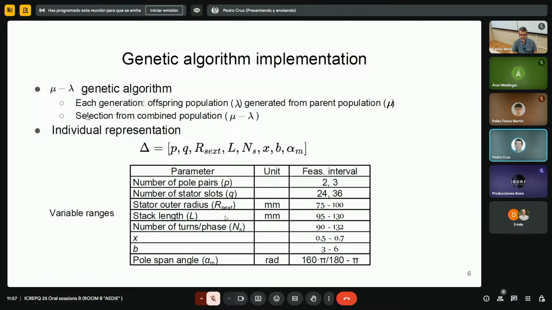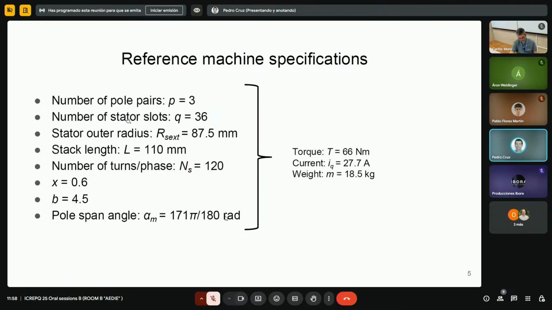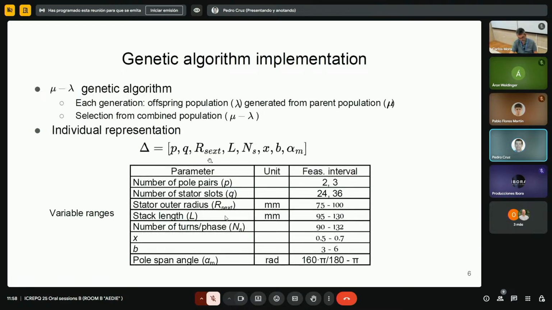The individual representation, the chromosome of the genetic algorithm, is composed of these elements that are the same as seen before. These parameters have a variable range defined, limited, fixed, between a lower bound and an upper bound that are in this table. So we can see that, for example, X ranges between 0.5 and 0.7 typically, and B between 3 and 6.